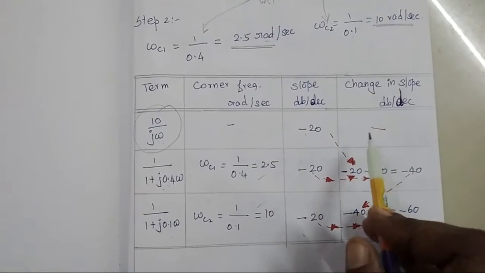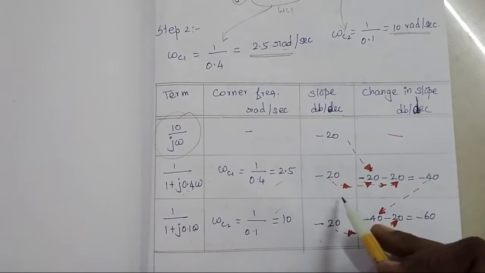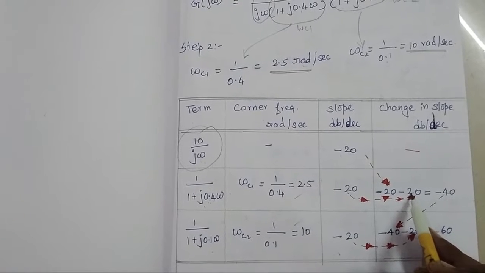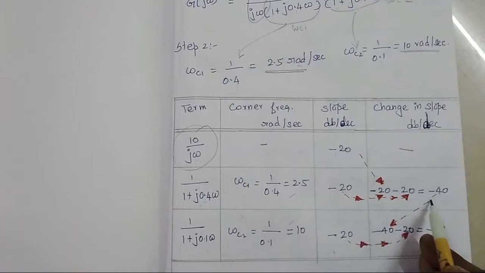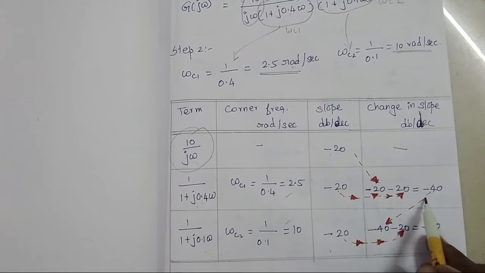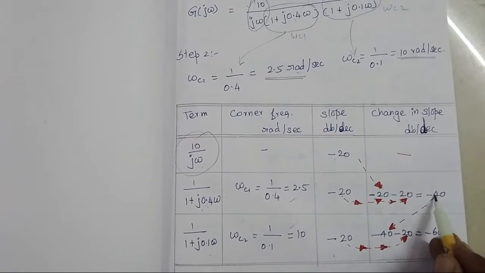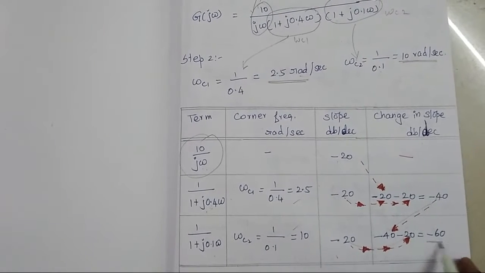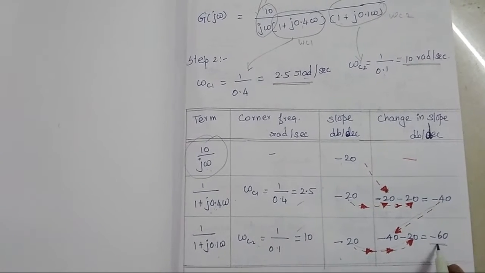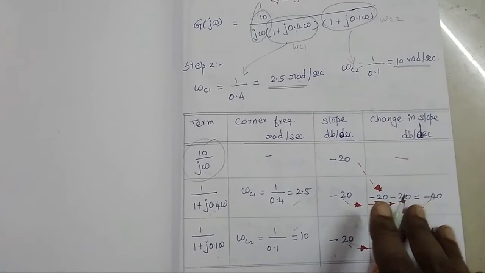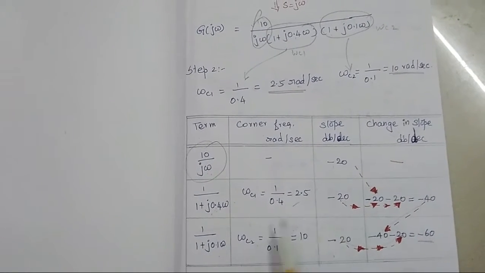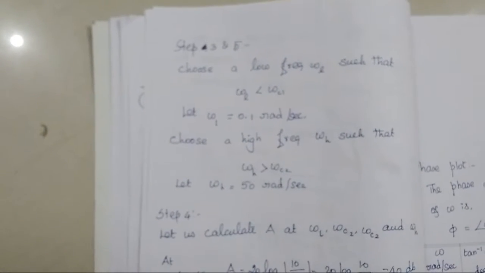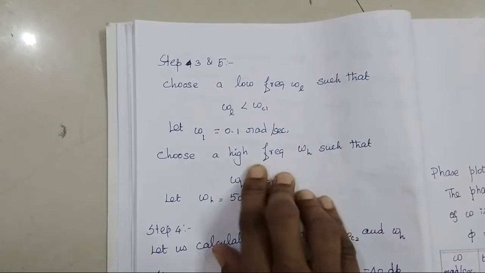The change in slope is the difference between the previous slope and the next slope. So, minus 20 to minus 40 gives a change of minus 20 dB per decade. Then for the next, minus 40 to minus 60, the change is minus 20 for the third term. Likewise, we have to fill the tabular column for the magnitude plot. Then proceed with steps number 3 and 5.